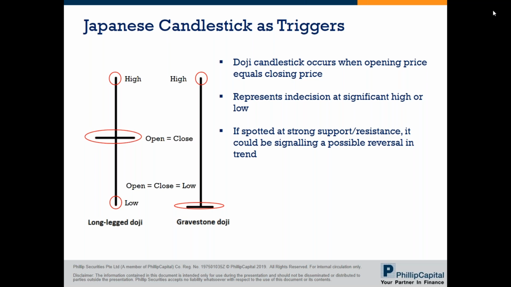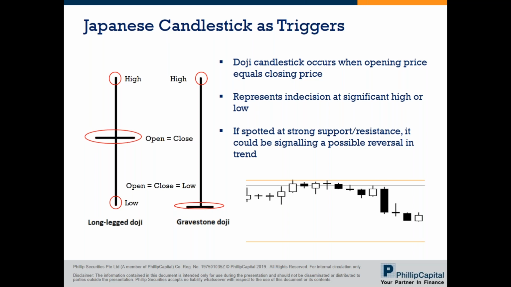So there's 2 versions of it along with the doji. So if you spot this, what it actually is, is indecision at a significantly high or low point in the market between buyers and sellers. So this indecision usually leads to a reversal. Right, so this is what I mean.